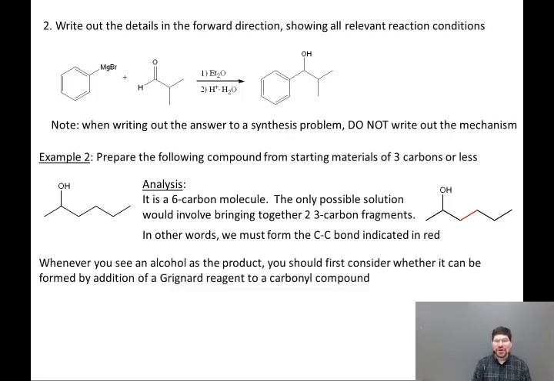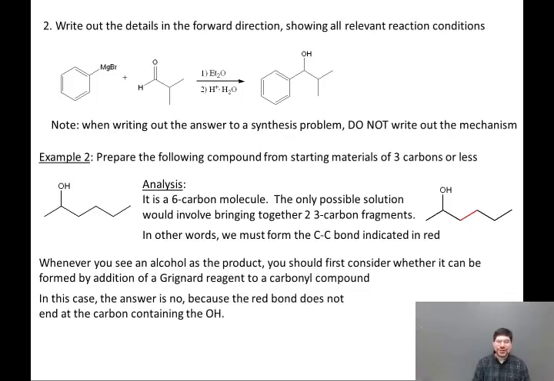Well, whenever you see an alcohol as the product, the first thing you should do is consider whether it can be formed by addition of a Grignard reagent to a carbonyl compound. Carbonyl compounds are really, really common. There are many ways to make carbonyl compounds, many of which we will discuss in the second semester. But in this case, the answer is no, because as we discussed in our first example, when you add a Grignard reagent to a carbonyl compound, the bond that you want to form needs to end at the carbon containing the OH. And in this case, the red bond does not end at the carbon containing the OH.